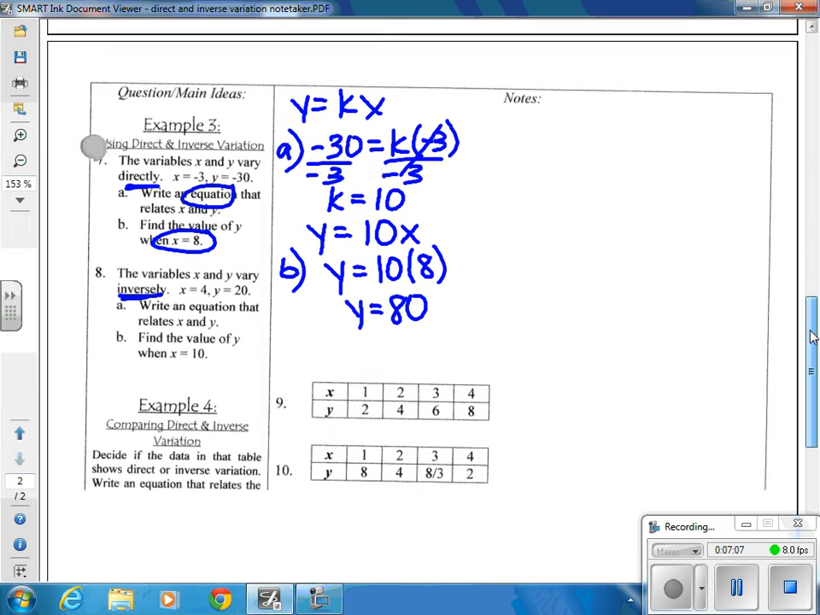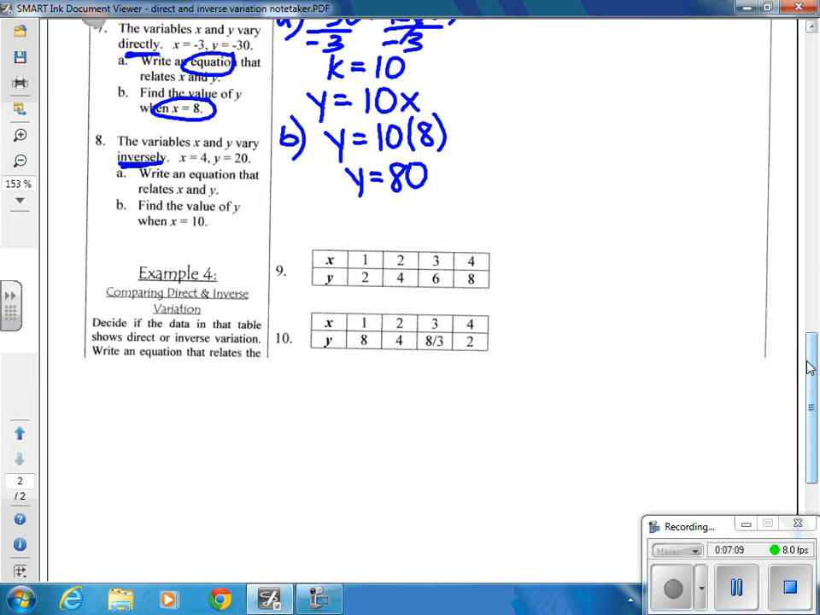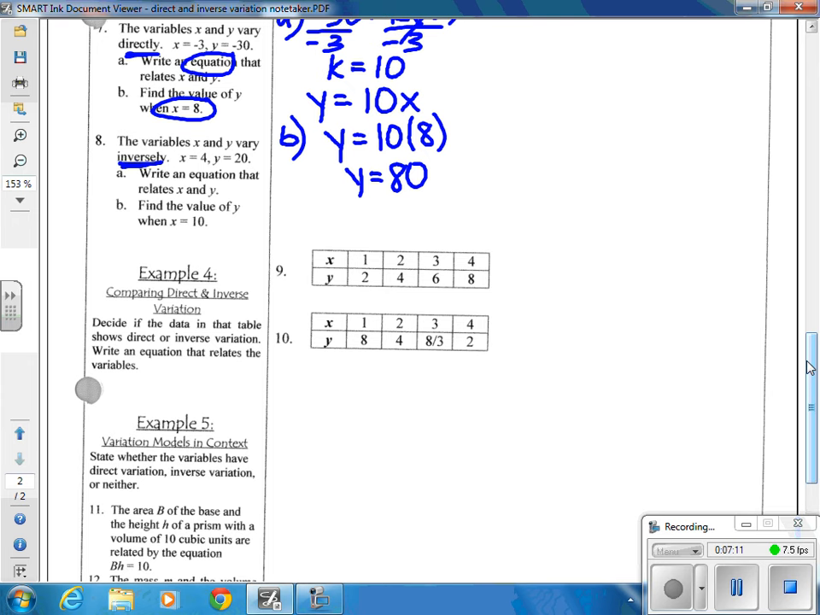Okay, for example 4, you are comparing tables to describe if the data in that table shows direct or inverse variation, and then write an equation that does relate those values. So the first thing we want to figure out is what the pattern is amongst the values. If you look at number 9, if I go from 1 to 2, I'm adding 1, and that pattern exists all the way across. And then if I go from my y's, I'm going from 2 to 4, which is plus 2, and plus 2. So the pattern is the same.